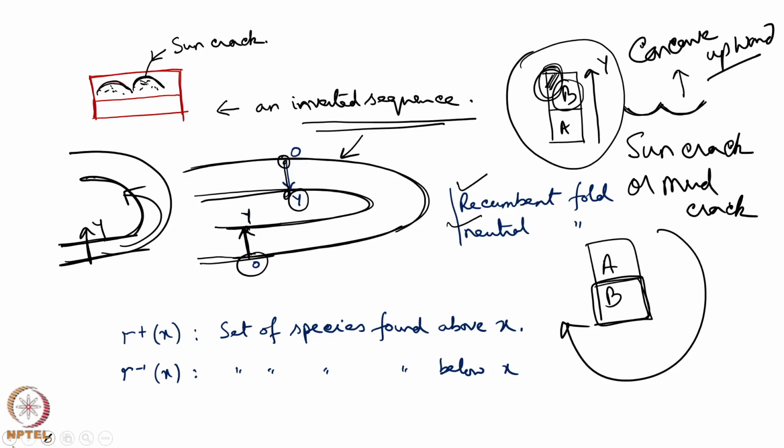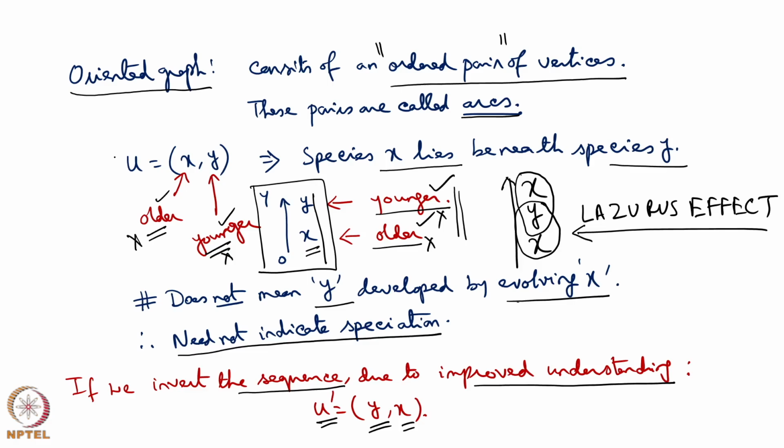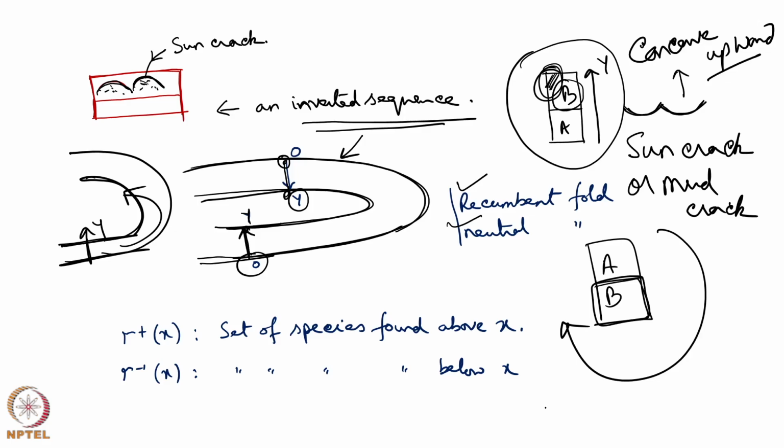So, in such a case, suppose we wrote u as x comma y based on our first observation of the fossils, which is at the top, which is at the bottom. Later when we invert the sequence to get the original disposition, then we might change u to u dash, and then x and y interchange their positions, it becomes y comma x. If required, we can do that. Now, we will put two symbols, plus x will indicate the set of species found above x, and minus x will mean the set of species found below x.